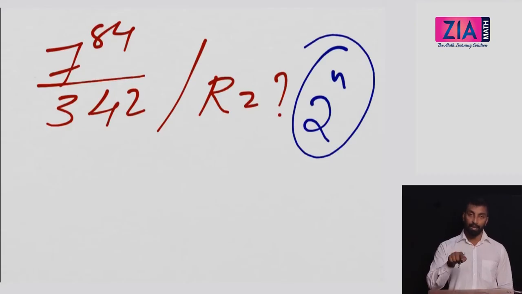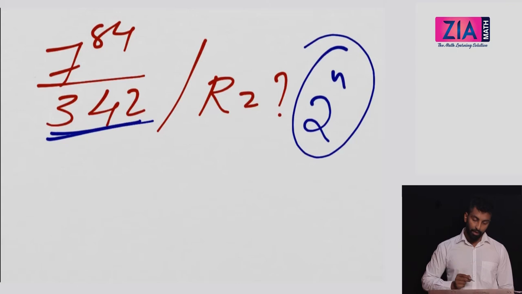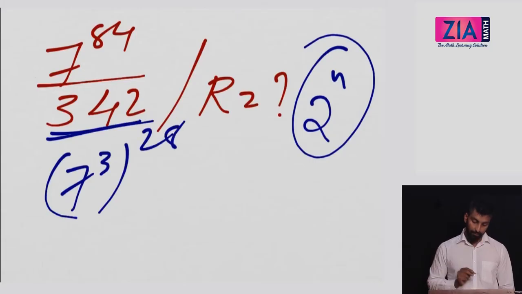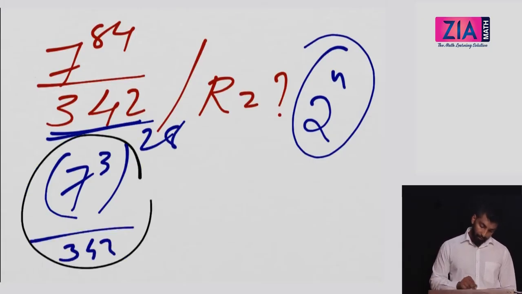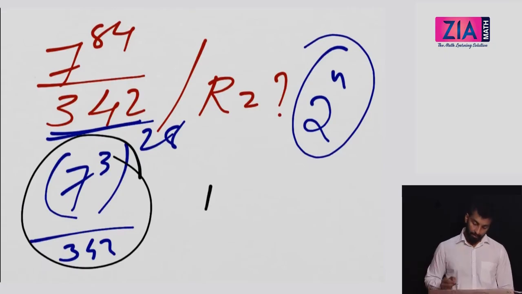You need to factorize the numerator. Here you need to factorize the numerator in such a way that when you divide with the denominator, it leaves a plus 1 or a minus 1 as the remainder, right? Now if you look into 342, you know 7 cube is 343, right? So we'll write it as 7 cube raised to 28 divided by 342. What does this mean? Your 7 cube by 342, if you do it once, you get 1 as a remainder. Why? 7 cube is 343, 343 by 342, 1 is the remainder.